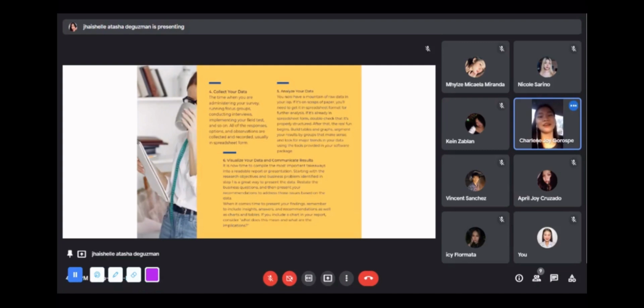Collect your data. This is the meat and potatoes of your project. The time when you are administering your survey, running focus groups, conducting interviews, implementing your field tests, and so on. All of the responses, options, and observations are collected and recorded, usually in spreadsheet form. Each nugget of information is valuable and will be incorporated into the masterful conclusions you will soon reach.